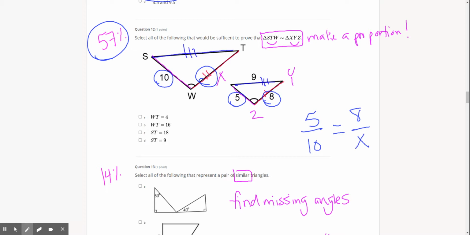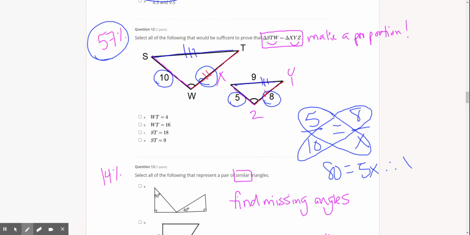For this one, when you're finding the missing side, you do need to cross multiply. So here we're going to solve this proportion. 10 times 8 is 80 equals 5x. So x equals, is that 16? Okay. So I just picked two sides and then set up the proportion.